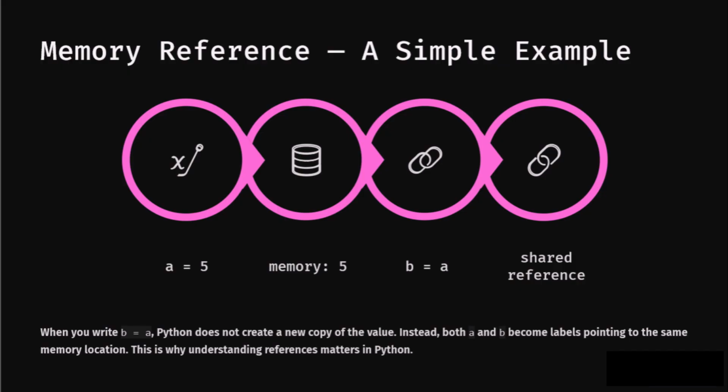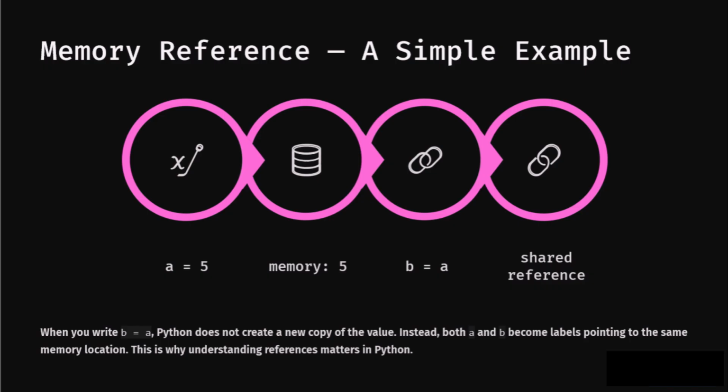Suppose we write the code a equals 5. As we discussed earlier, Python creates the value 5 in memory and points the label a toward it. But look what happens when we write b equals a. Most people think Python creates a second copy of the number 5, but that's not what happens. Instead, Python is efficient. It simply takes the new label b and points it to the exact same memory location where the 5 already exists.